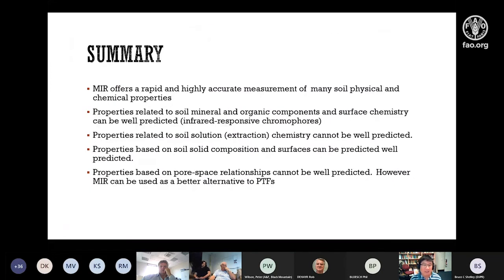In summary, there are a lot of opportunities for mid-infrared as a highly accurate measurement of many soil physical and chemical properties in the lab.